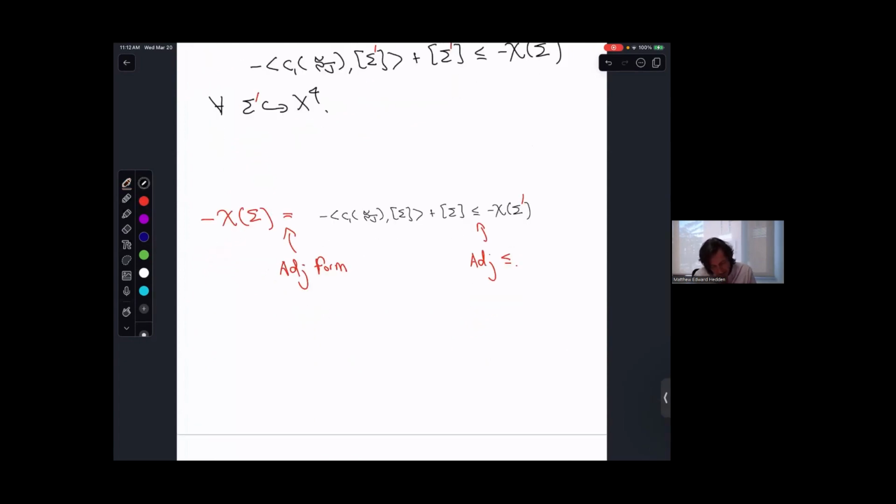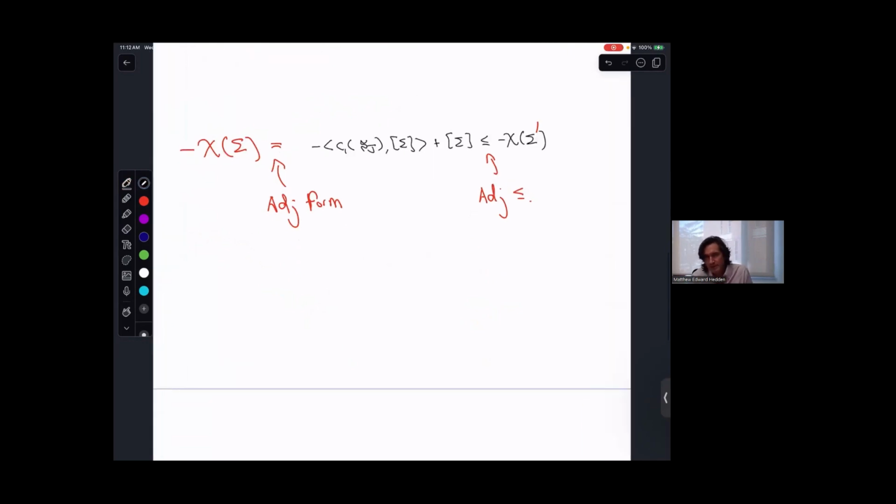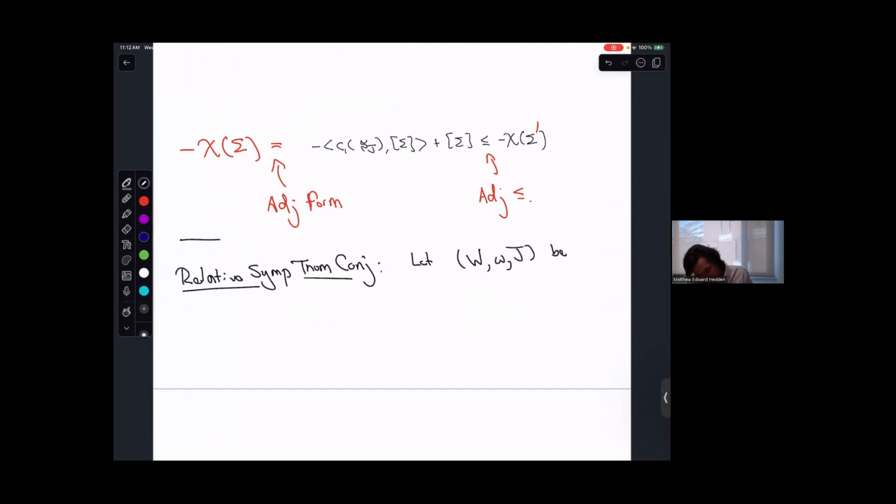So what I'd like to do today is tell you about a relative version of this and see in what sense we can extend this type of argument, maybe motivated by what you might call the relative symplectic Thom conjecture, at least initially. So this would say something of the form: let (W, omega, J) be a symplectic four manifold with, say, convex boundary.